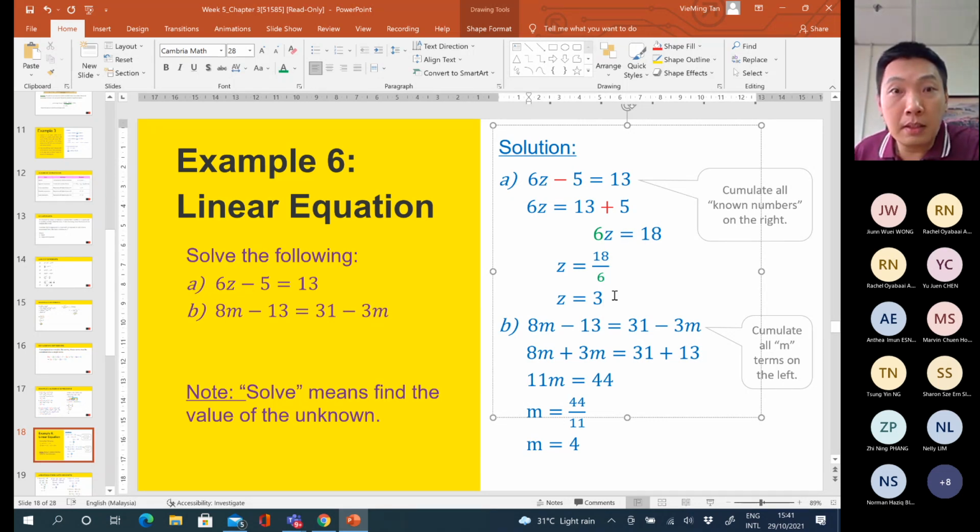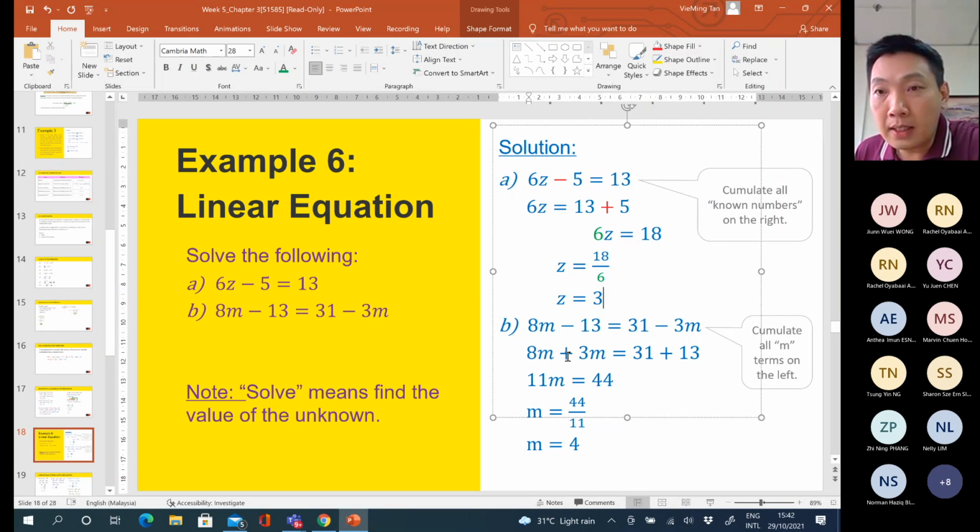Okay, then I'll move on to the next question. Next, B. B is m minus 13 equals to 31 minus 3m. So now, in order to solve the m value, we need to accumulate all the m in one island, right? And numbers on the right hand side. So if that is the case, this negative 3m, we need to move to the left hand side. Originally the relationship between 31 and negative 3m involves subtraction. So if negative 3m moves to the other side, it becomes plus 3m.